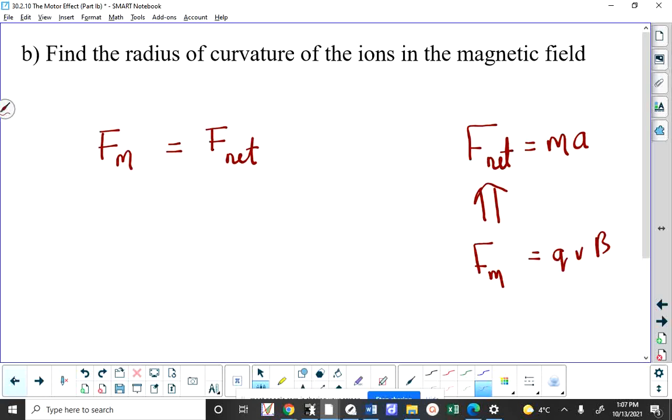Am I allowed to do this? I am. It's the same force. It's not like they're opposite to each other. They're one and the same. You don't need to do that. We can get by with just saying that the net force is the magnetic force.